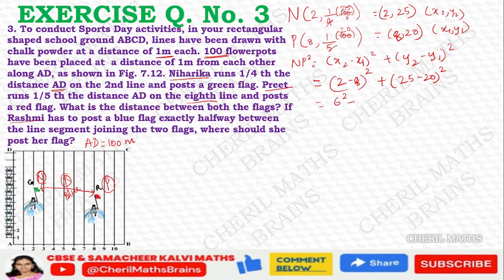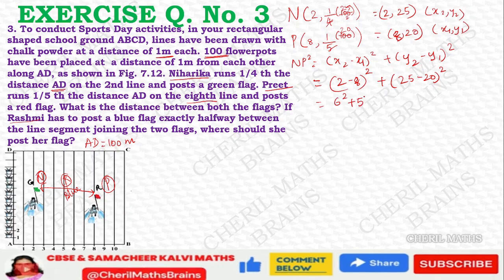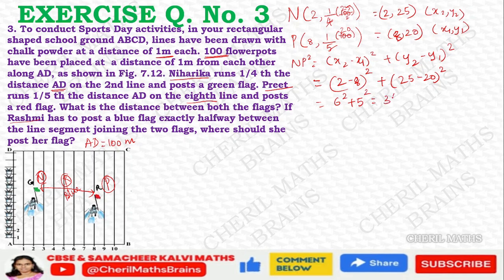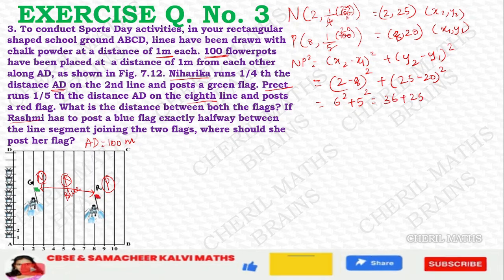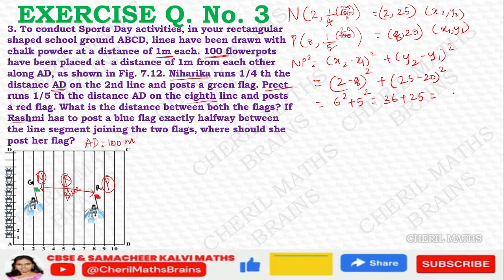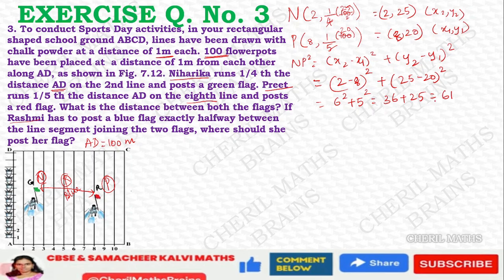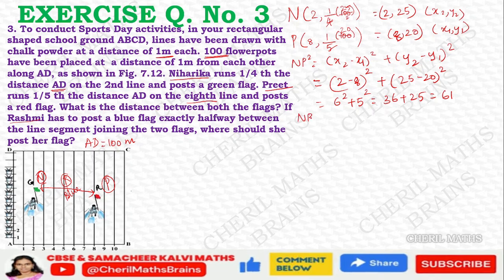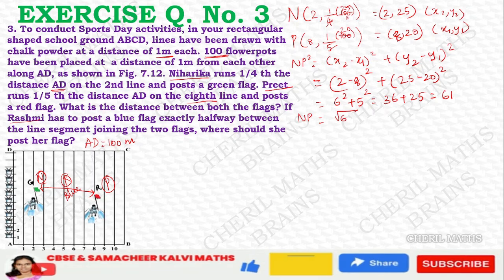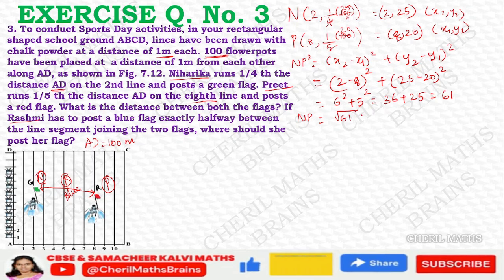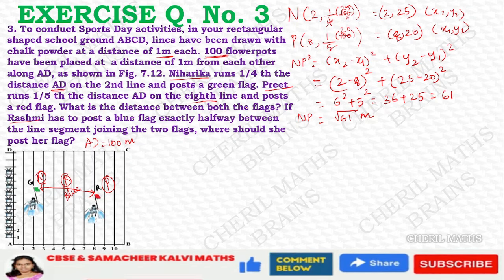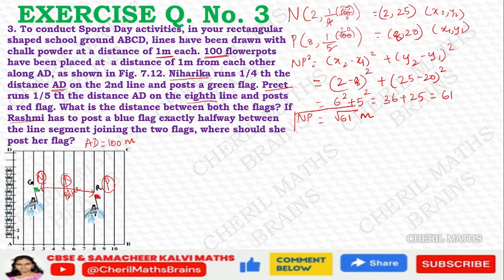So it will be 6 square plus 5 square, which will be 36 plus 25. It will be 61. Okay. So NP will be square root of 61 meter. We are going to measure it in meter because we are given it in meter. So NP we have found out.